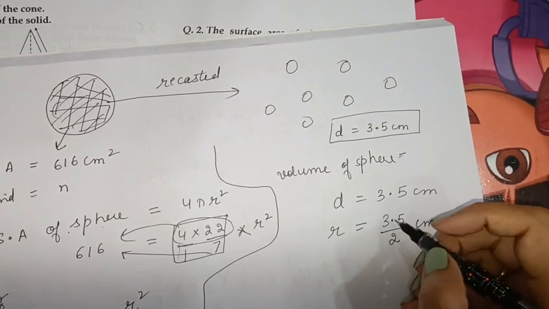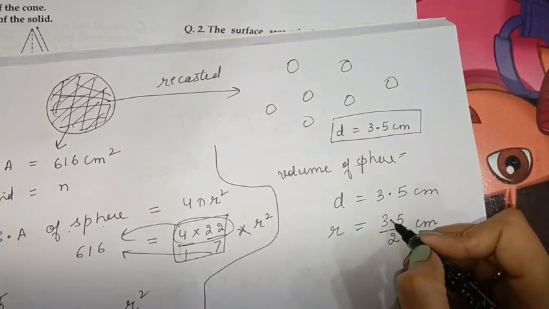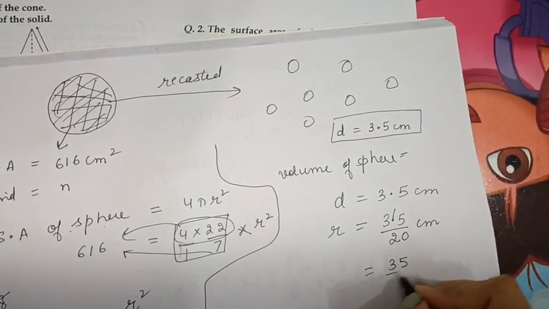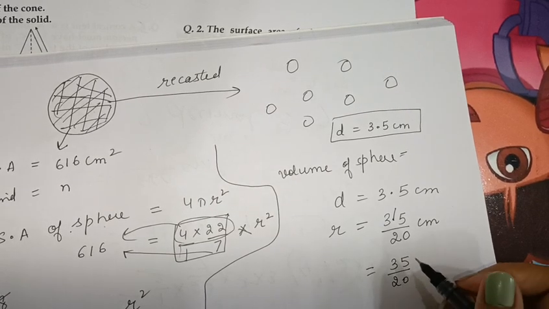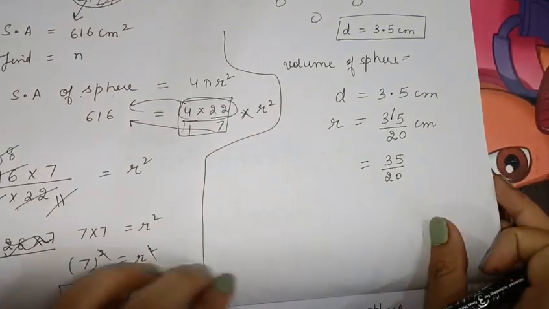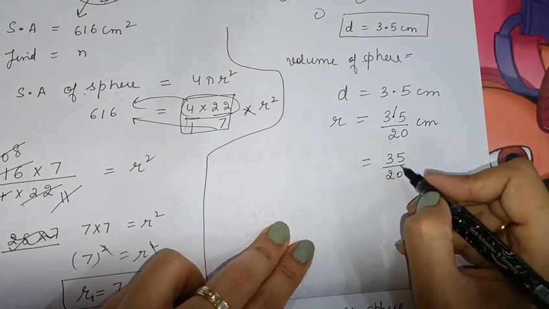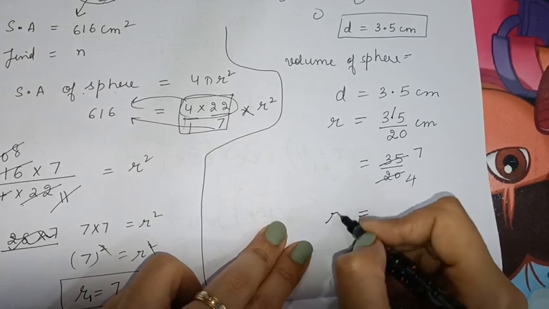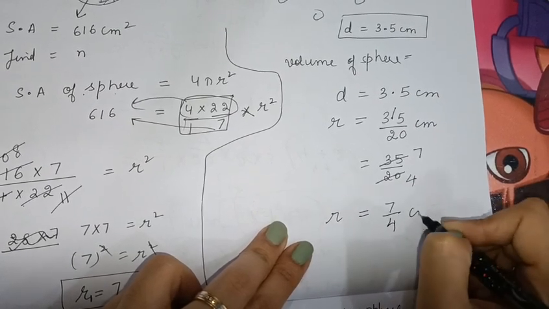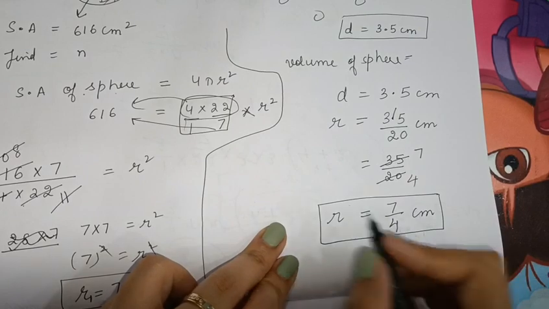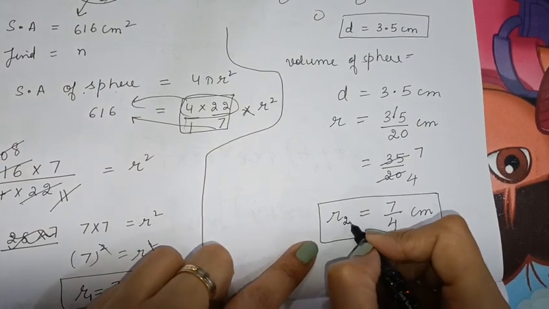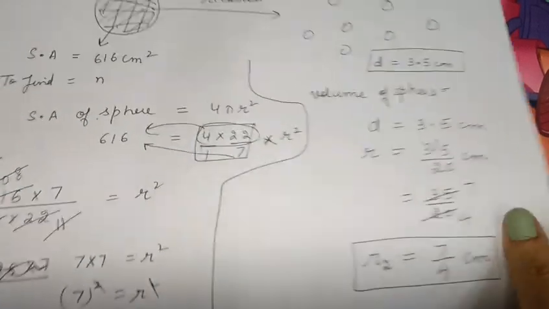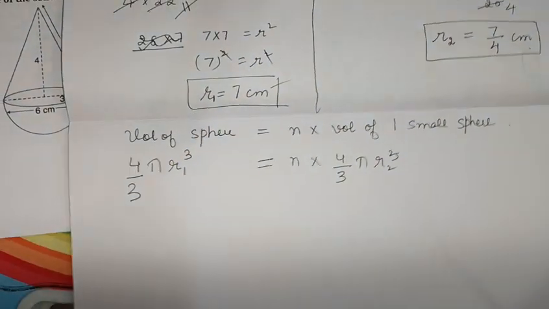Okay, if we further simplify it, it will become a little easy. If I remove the decimal, it will become 35 by 20. So 35 by 20, we can do cancellation also, because let's write in fraction form: 5 into 4, 5 into 7. So the radius we will get is 7 by 4 centimeter. Radius of the smaller sphere, I have written it as r2. So r2 is equal to 7 by 4 centimeter and r1 is equal to 7.